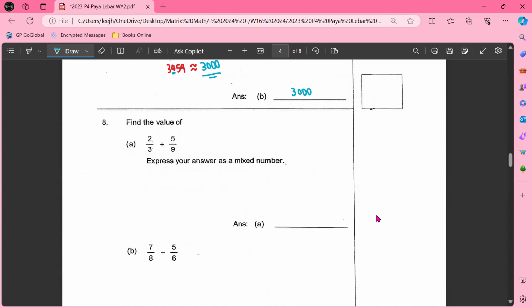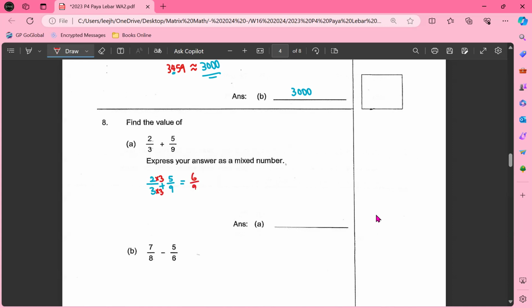Find the value of 2/3 plus 5 over 9. Express your answer as a mixed number. So 2/3 plus 5 over 9, right? As the teacher has already taught you, you need to change the denominator to the same. So in this case, you can just change the denominator of 3 to 9 by multiplying by 3.